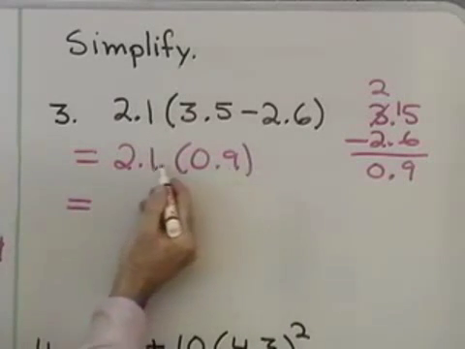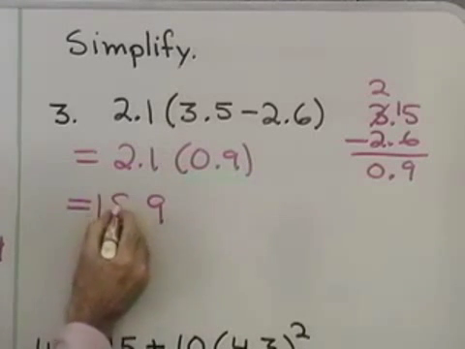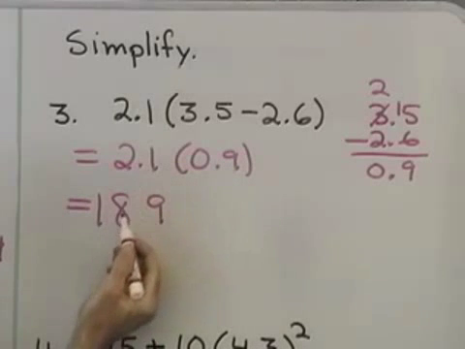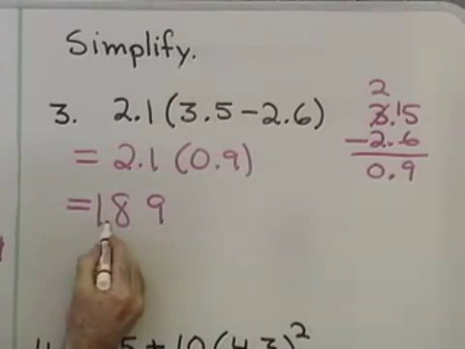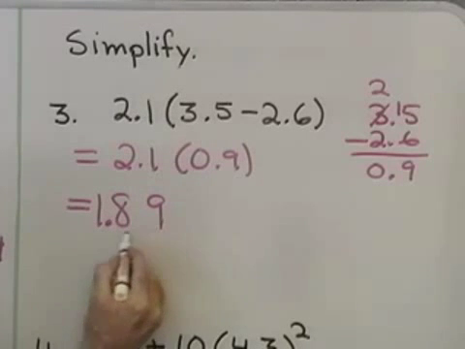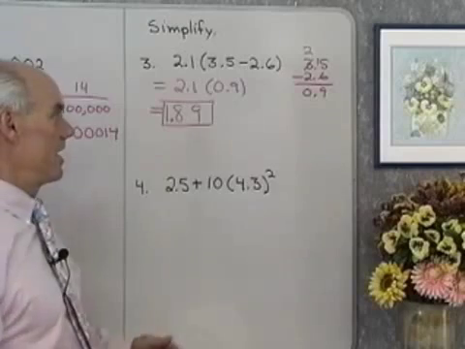Okay, let's just multiply 9 times 21. 9 times 1 is 9. 9 times 2 is 18. I have 1, 2 digits to the right of the decimal point in the two numbers I multiplied to get this 189, so the decimal point needs to go there so that I have 2 digits to the right in the answer. So 1.89 for the answer to that.